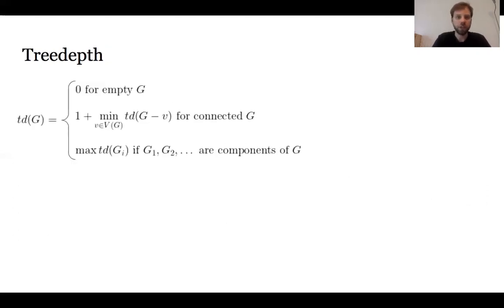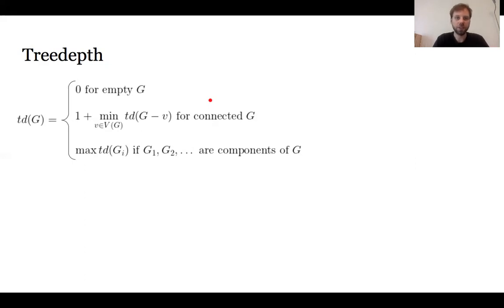So let me introduce the parameters. First, tree depth. Consider a process in which in each round we can remove one vertex from each connected component of a graph. And the minimal number of rounds to remove all the vertices is the tree depth of the graph. This is captured by the following recursive formula.